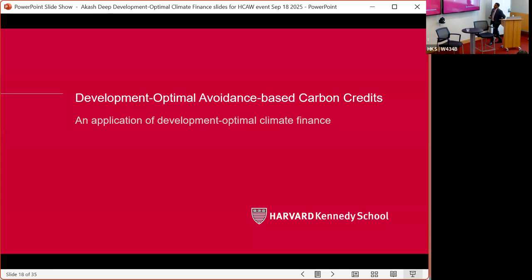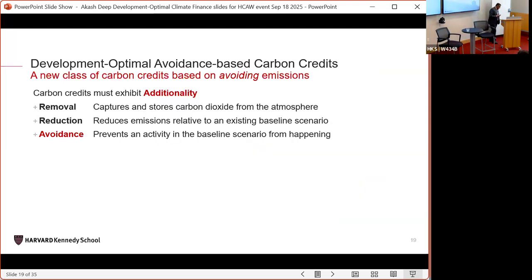Let's talk about the second example in here. When we think about carbon credits, the important thing about carbon credits is that they should be additional, right? Carbon credits are rights, the cost of avoiding, or the most common ones are removal. So if you capture carbon and store that, you remove it from the atmosphere, or you reduce carbon. So for example, if you shut down a coal plant and replace it with a renewable energy plant, that is a reduction-based carbon credit.